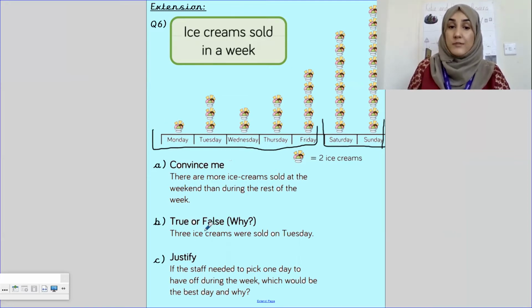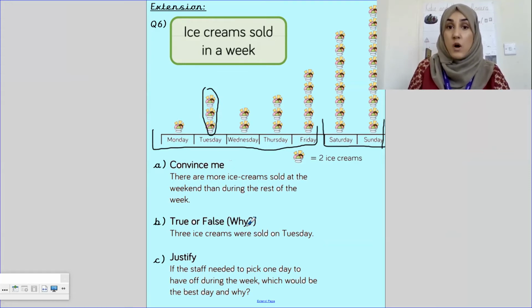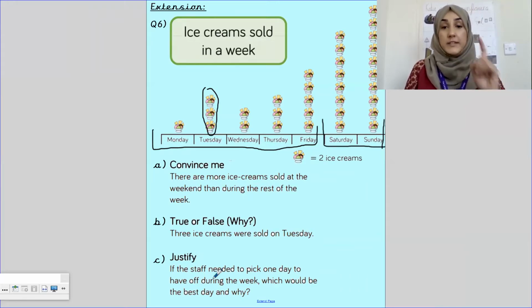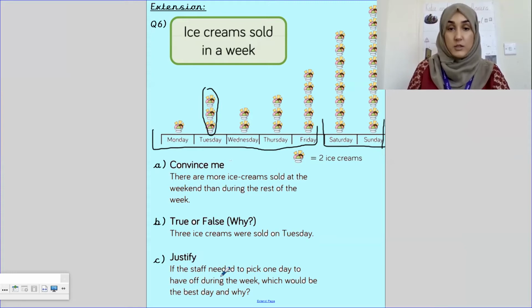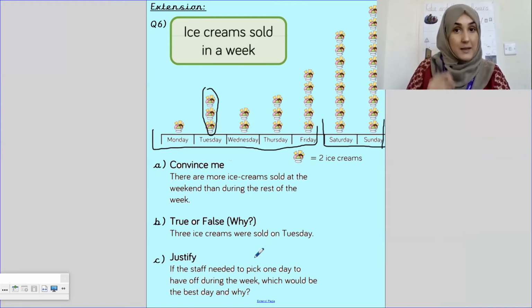Next, true or false? 3 ice creams were sold on a Tuesday. Does this represent 3? True or false? And if it's false or if it's true, why? And then the third one, which is my favorite, justify. If the staff needed to pick one day to have off during the week, so if they wanted one day off during the week, because at the moment they're working Monday, Tuesday, Wednesday, Thursday, Friday, Saturday, and Sunday, which would be the best day and why? So you need to really think about that. Part C.